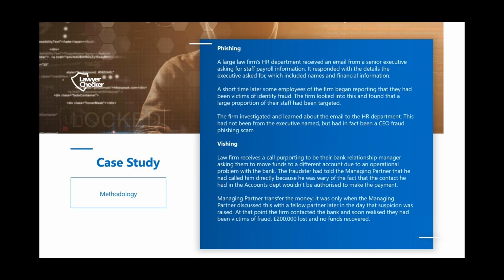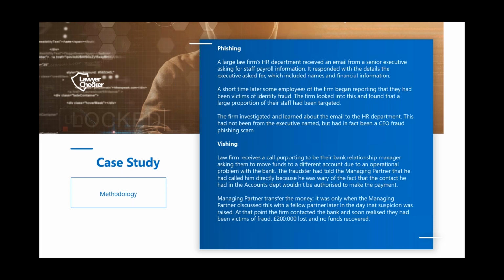In the second example that we show, the law firm receives a call purporting to be their bank relationship manager, asking them to move funds to a different account due to an operational problem with the bank. The fraudster had told the managing partner that he'd called him directly because he was wary of the fact that the contact he'd had in the accounts department wouldn't be authorised to make the payment.